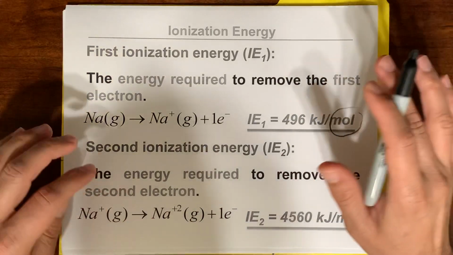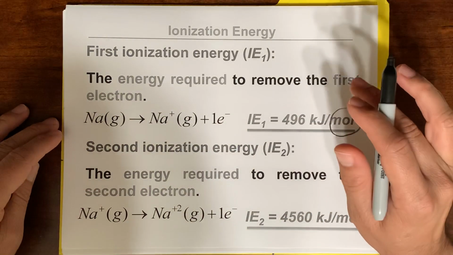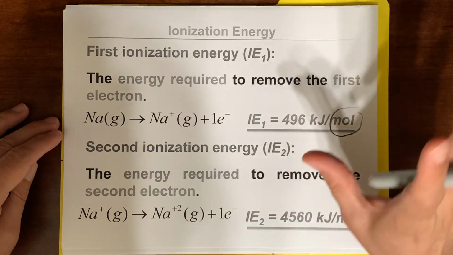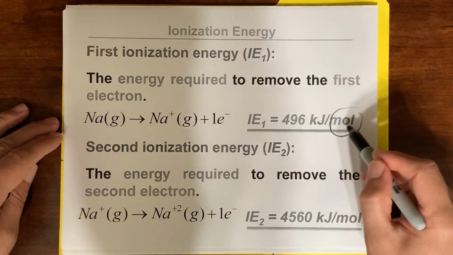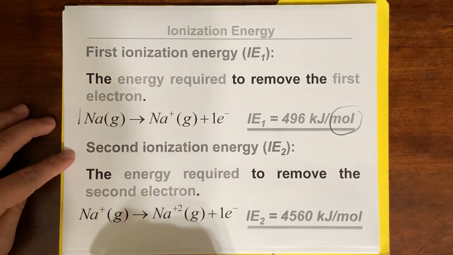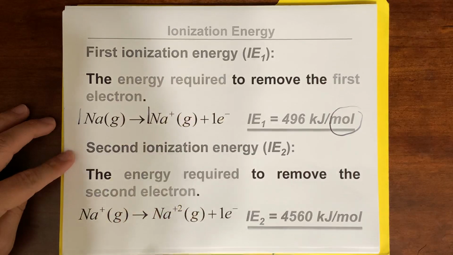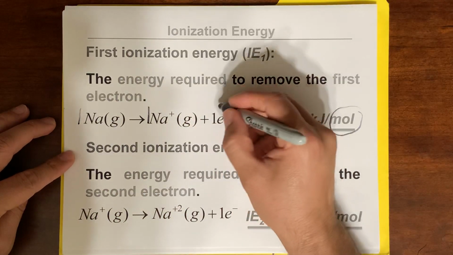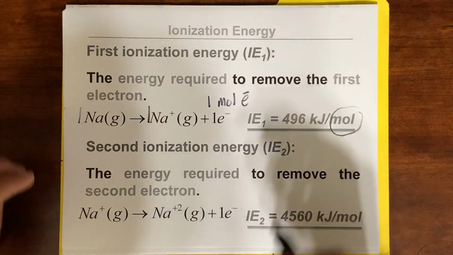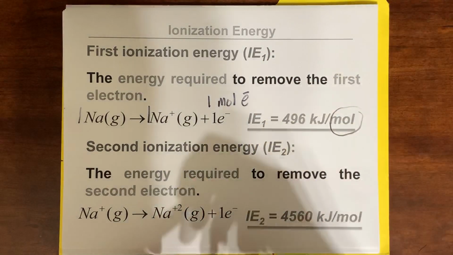It doesn't mean that there is no way to calculate the energy of removing 1 electron. You can do it, that's fine, but we prefer to go with 1 mole. So this number means if you start with 1 mole of sodium, you will get 1 mole of sodium ion and 1 mole of electrons. Now look at the second ionization energy.